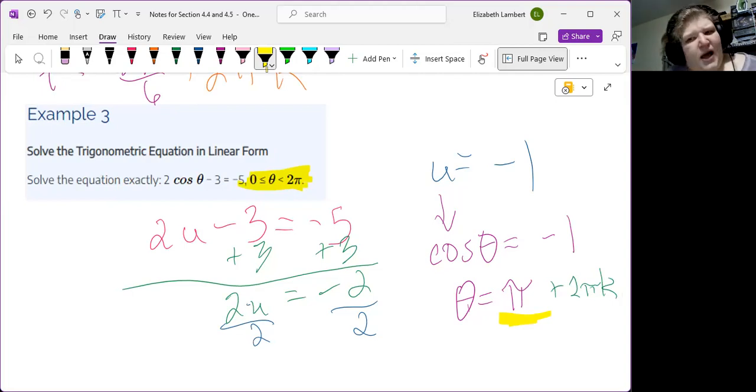So even when it looks a little ugly, if there's only one trig guy, it will eventually look just like example 1 and 2. You just might have to do a little algebraic manipulation. This is why I said it's going to use all your skills together. All right, so let's cut this one so we can start the next one.